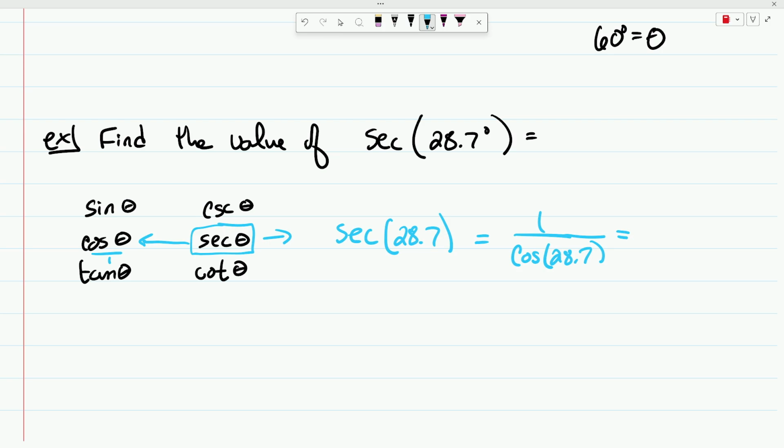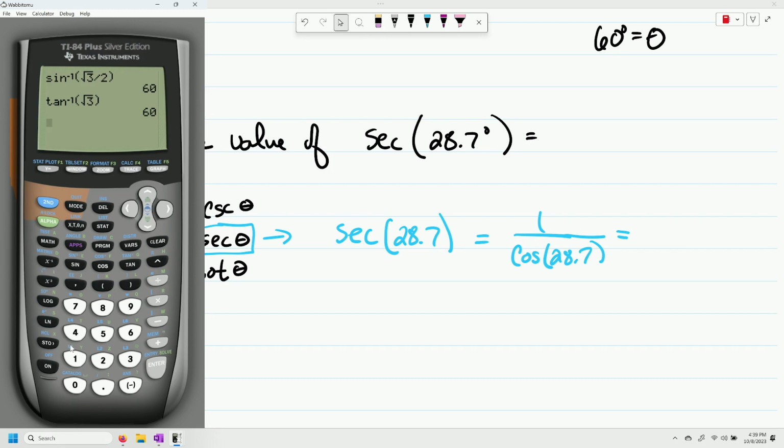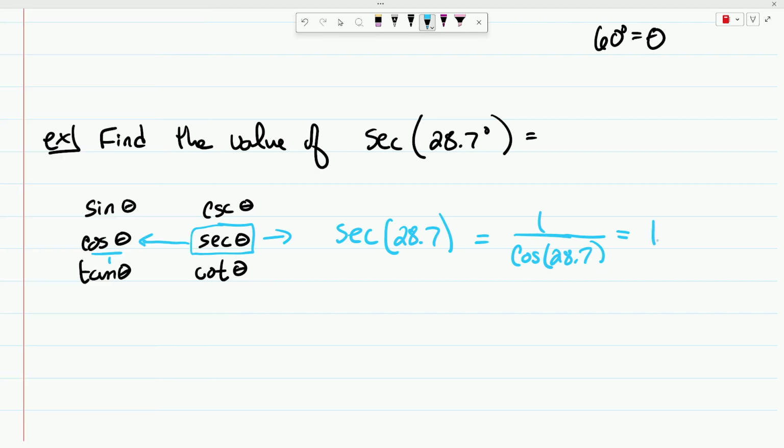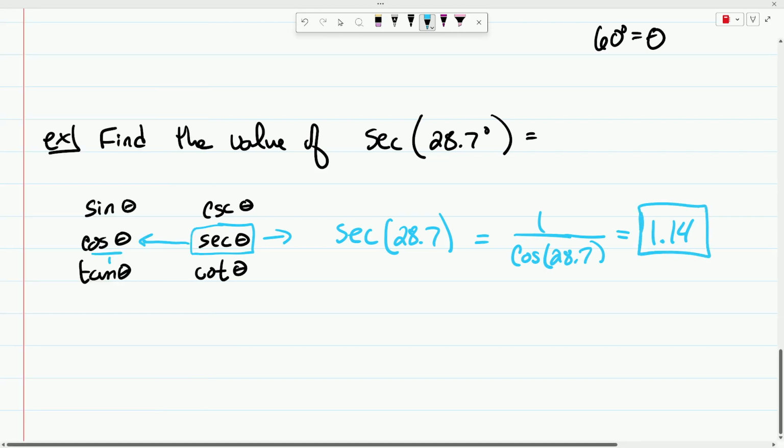of 28.7. And when I go ahead and do the math here, let me get out my calculator. 1 over the cosine of 28.7. Enter, that is 1. Was it 1.4? I can't remember. Yeah, 1.14. Perfect. So that would be the value for that one.